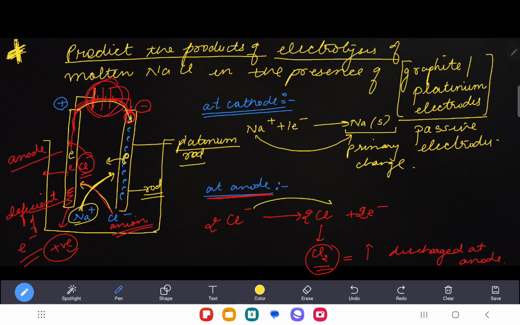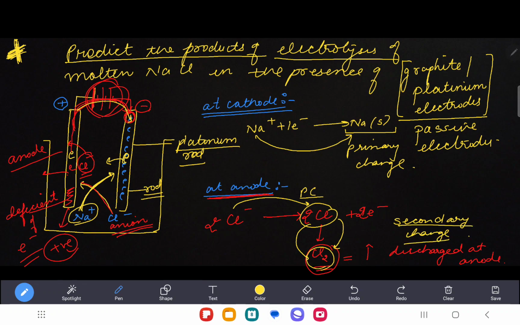And what is the second level change? That is called a secondary change. So here two changes are taking place. First, it is becoming just neutral, so this is my primary change. And second, it is converting from the atomic state into the molecular state, so this becomes my secondary change. You understand? So this is the concept.